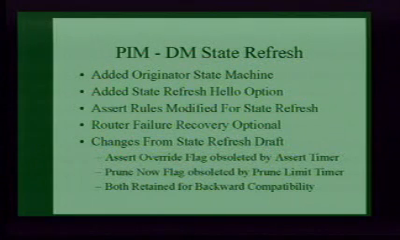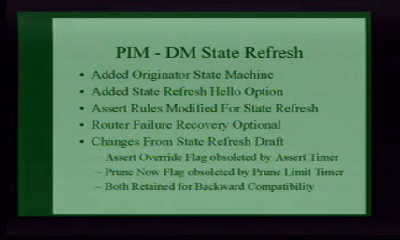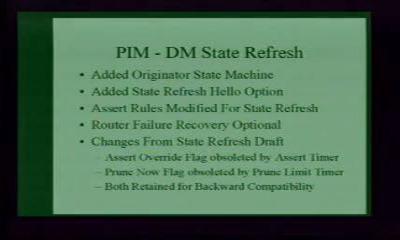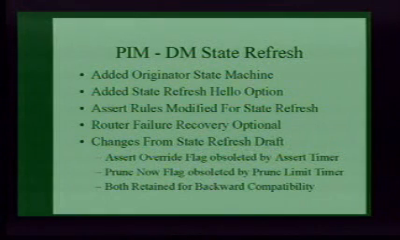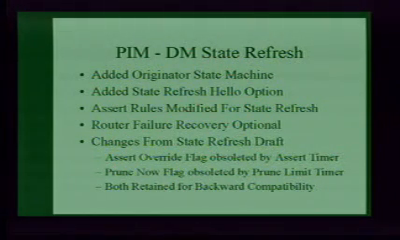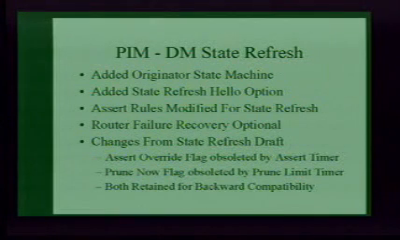For the state refresh, we added an originator state machine for a router that's adjacent to a source. We added the state refresh hello option to the hello description, and we modified the assert rules for the state refresh. We made the router failure recovery parts of the state refresh specification optional. It wasn't clear to us exactly whether that should be mandatory, so we just left it as optional.